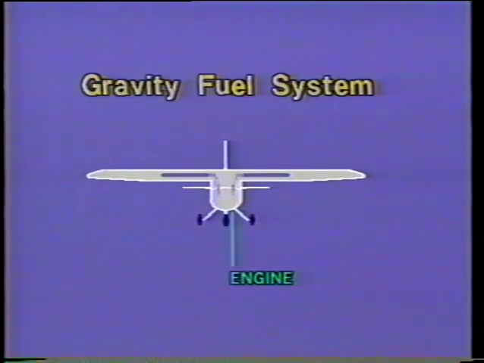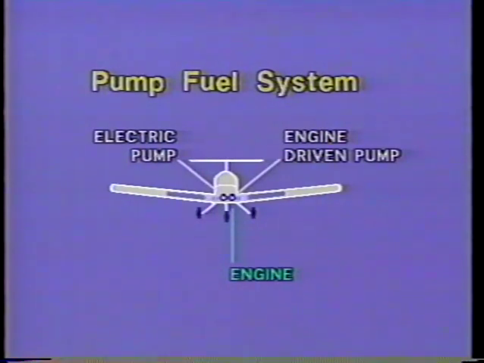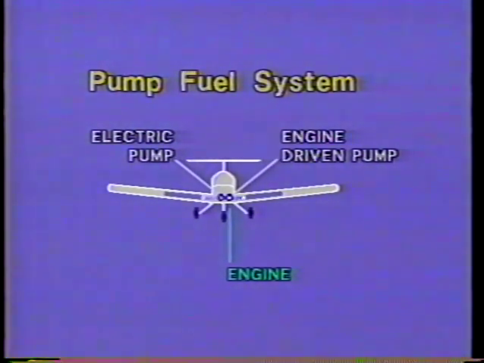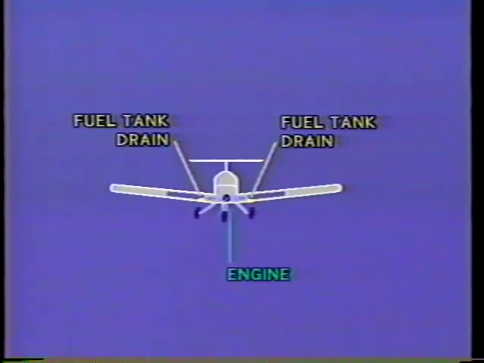Occasionally you may have a pump. In the low wing system, you have normally two fuel pumps. One is an electric pump and one is an engine-driven pump. The electric pump is a backup for the system. It also is used in starting the engine when you don't have the fuel from the engine pump. As the fuel is collected in the tank, there's a low point in the tank. This is the fuel tank drain.